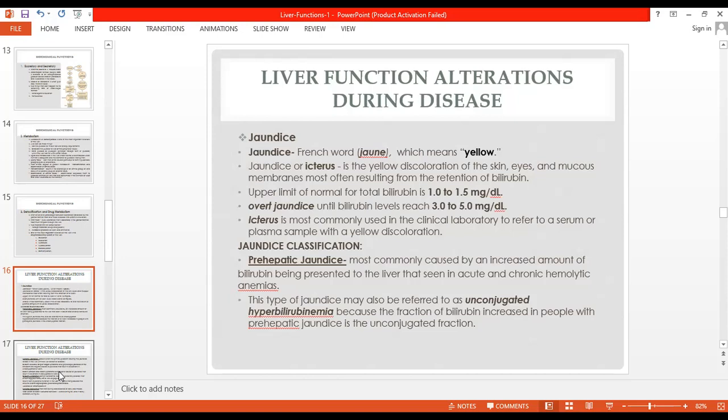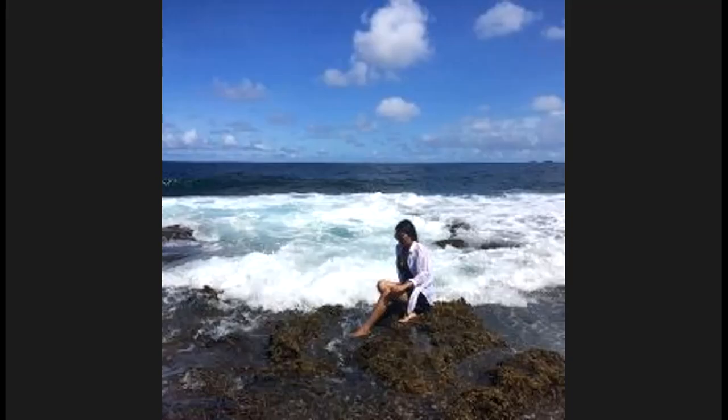Although the terms jaundice and icterus are used interchangeably, the term icterus is most commonly used in the clinical laboratory to refer to a serum or plasma sample with a yellow discoloration due to an elevated bilirubin level. Jaundice is most commonly classified based on the site of the disorder. And we have here the classification of jaundice. We have the prehepatic jaundice treatment.